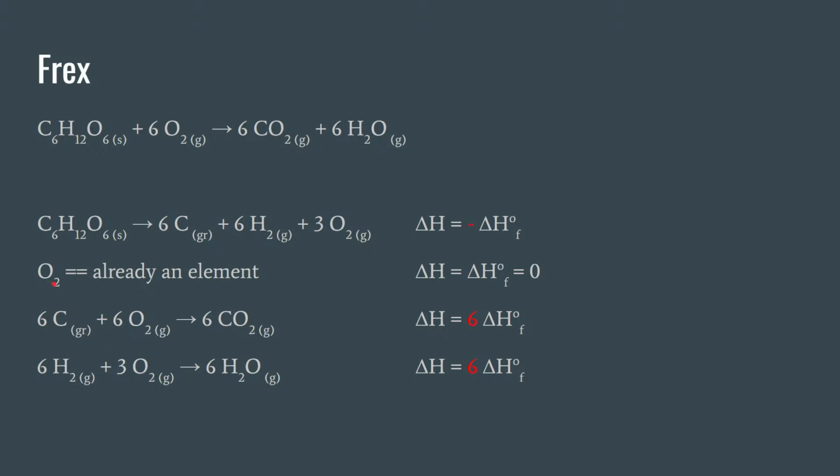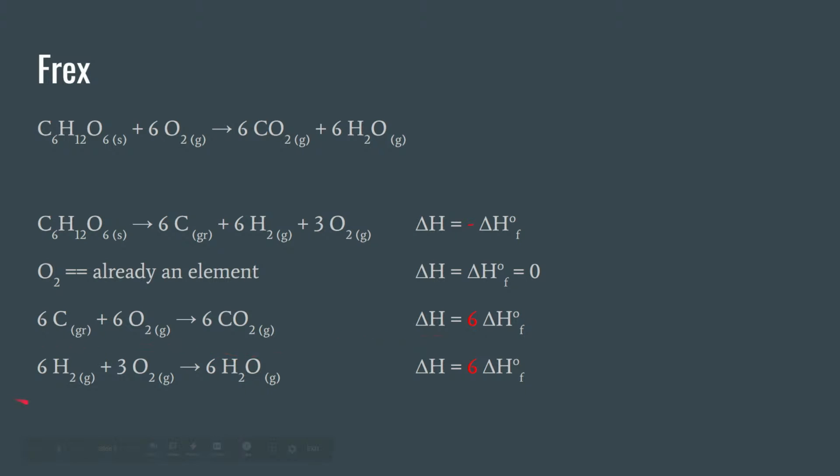Now, oxygen is already an element, and this is an important point, something that you need to know. If it's an element in its native state, then the enthalpy of formation is 0. Now, we take these elements, the carbon, the hydrogen, and the oxygen, and we combine them. So we combine 6 carbon and 6 oxygen to make 6 CO2. Why 6 CO2? Because we need to make 6 carbon dioxides on the right. So that will give us 6 enthalpies of formation for carbon dioxide.